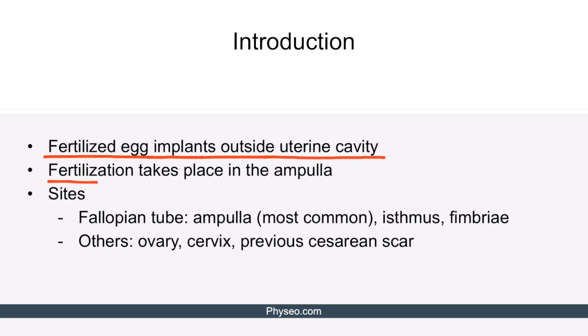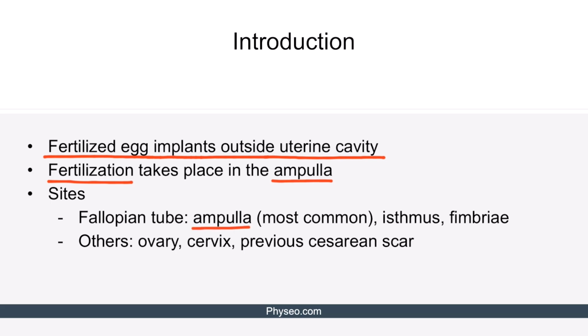Normally, the fertilization process takes place in the ampulla. After fertilization, the egg travels to implant in the endometrial cavity as part of normal pregnancy. So, when the fertilized egg implants in areas other than the endometrial cavity, it leads to ectopic pregnancy.